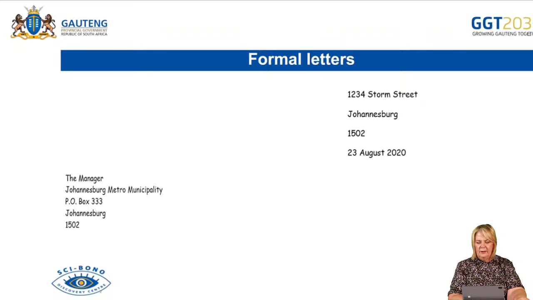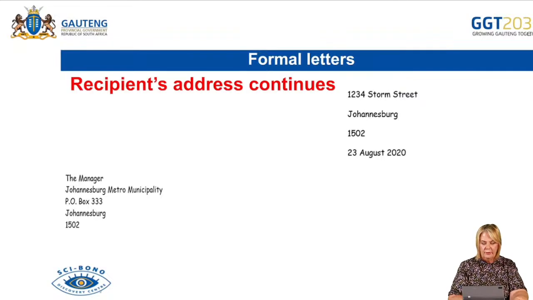And there's a good example. Storm Street on the right, that is your address. To the left would be the Johannesburg Metro Municipality. That would be the recipient's address, the person that this letter is addressed to.